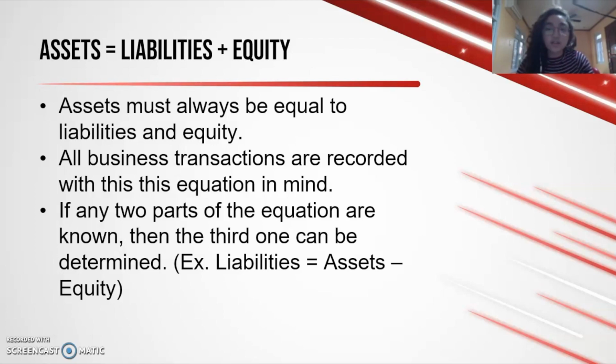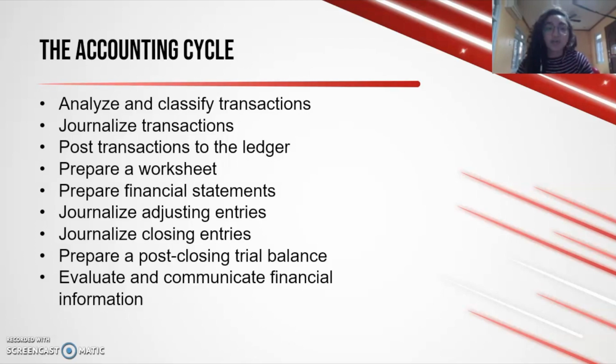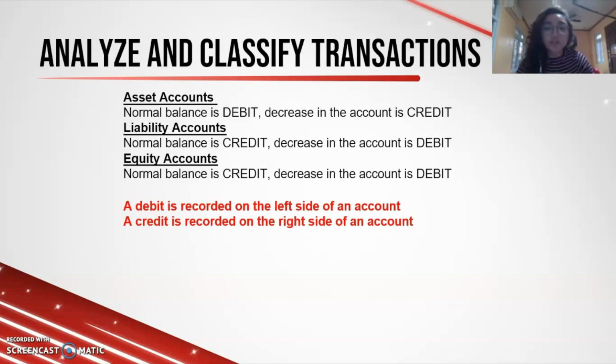So moving on to the next topic, we have the accounting cycle. Shown on this slide are the 9 steps of the accounting cycle. I'll go through them one by one and briefly discuss each. So the first step is to analyze and classify transactions. In order to do this, we must first know which accounts are for credit and which are for debit.